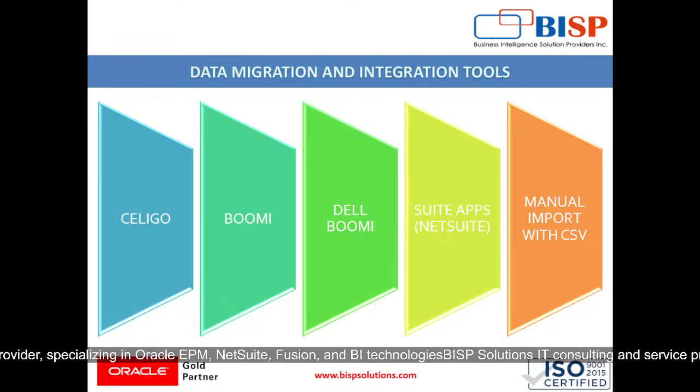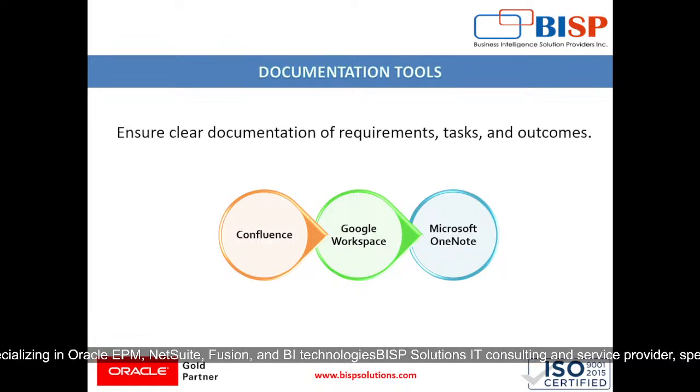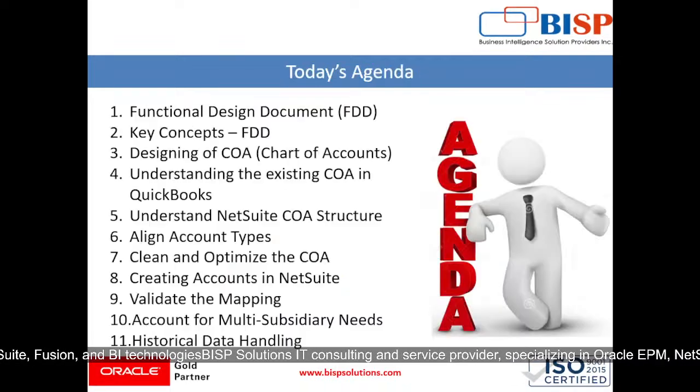Okay, so after that we discussed documentation tools, which means ensuring clear documentation of requirements, tasks and outcomes. The tools are Confluence, a centralized wiki for storing project details, workflows and decisions. Google Workspace, with collaboration tools like Google Docs and Sheets for real-time editing and sharing with partners. Then Microsoft OneNote, where note-taking and task tracking for project documentation will be done.